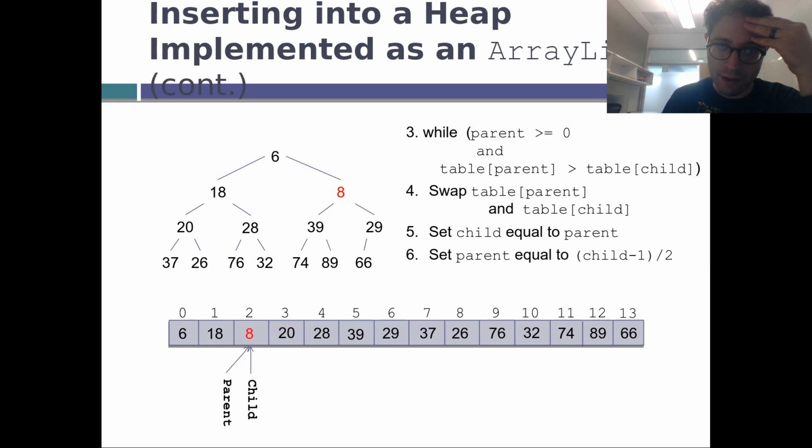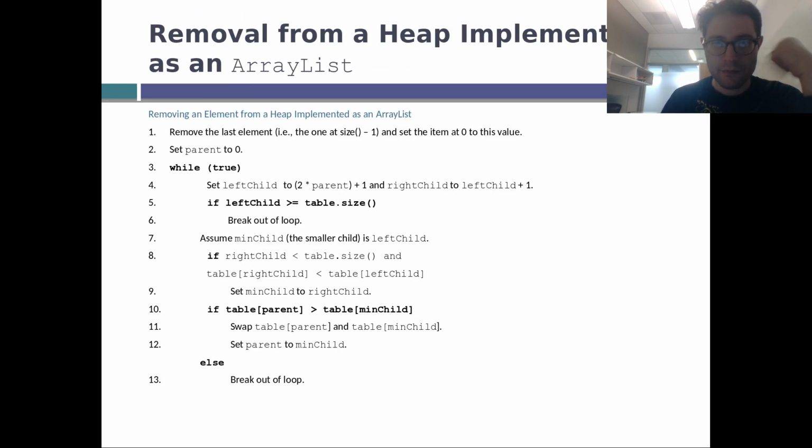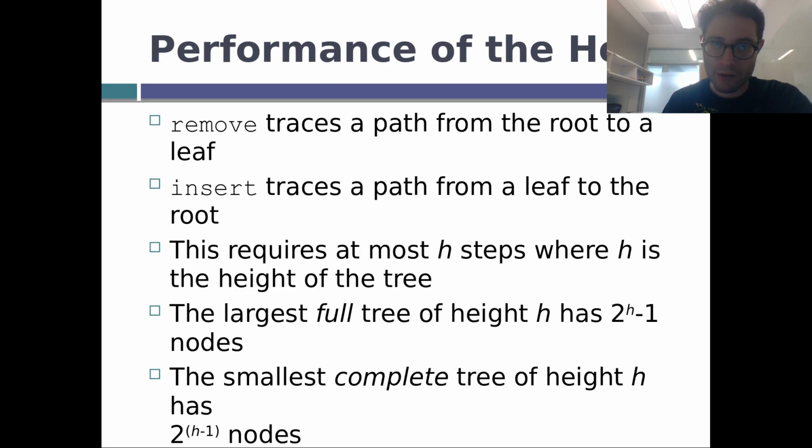And now I figure out my new parent, which is my index minus 1, so 2 minus 1, that's 1, divided by 2 is 0. Is my parent bigger than me? No, it's not. My parent is smaller than me, so I stop. It is a fairly straightforward algorithm, and removal is also fairly straightforward.